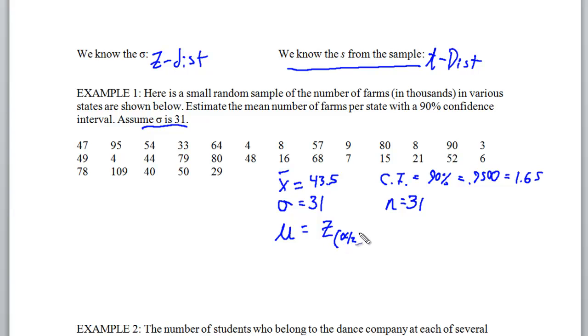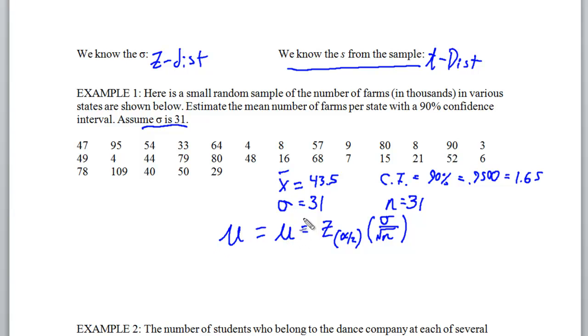Sub alpha divided by 2 times the quantity of our standard deviation, which we know in this case, divided by the square root of n. What did I miss here? Oh, I missed something here. I'm sorry. Let me spread that out here.